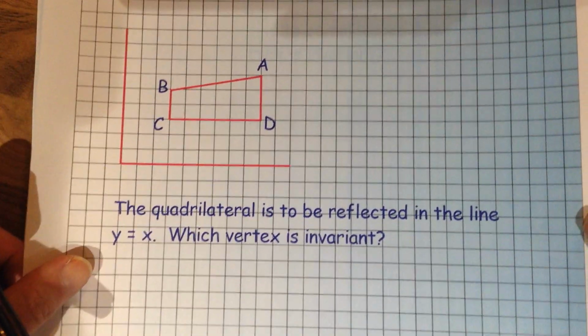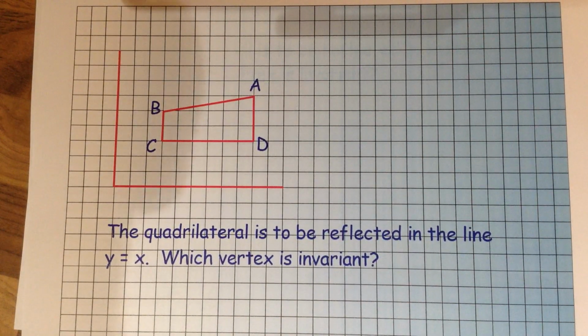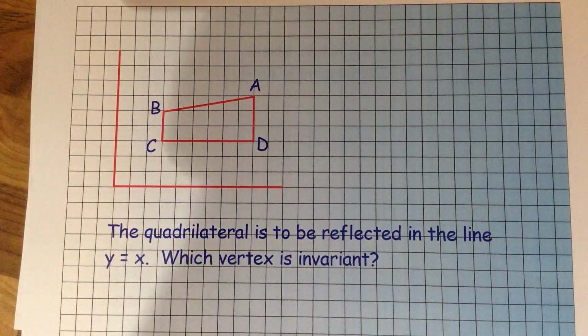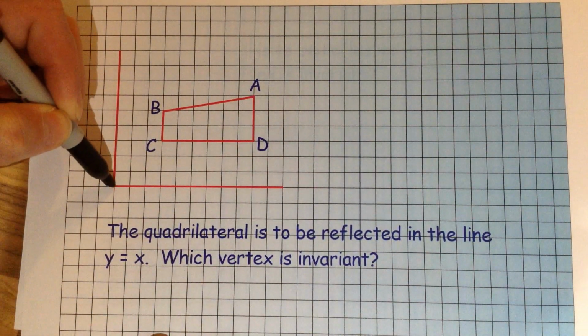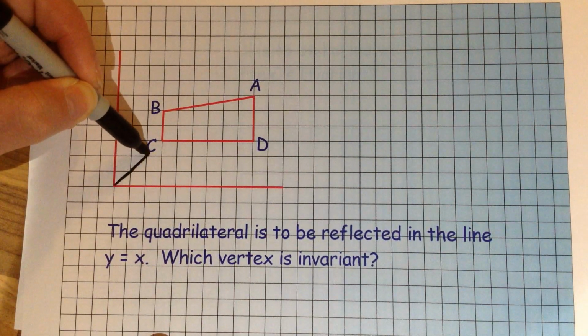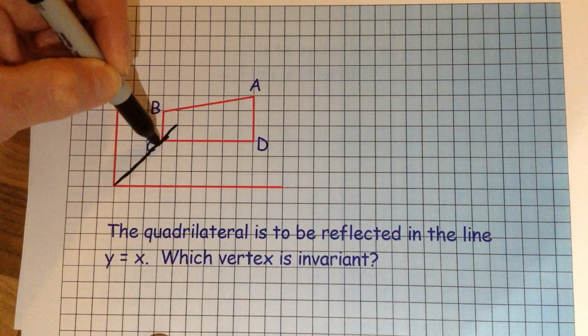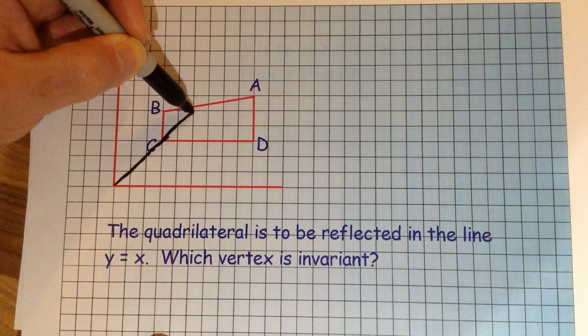The second example of invariant points is this one. So this time to do with a reflection. Now it says the quadrilateral above is to be reflected in the line y equals x. Now you need to remember this, but the line y equals x is simply the straight line joining all the y coordinates and x coordinates together that are the same. So it goes through the coordinate 1, 1, 2, 2, 3, 3 and so on.